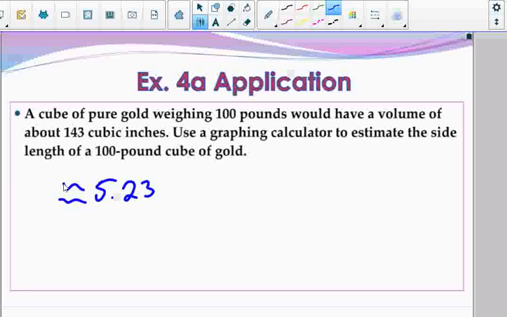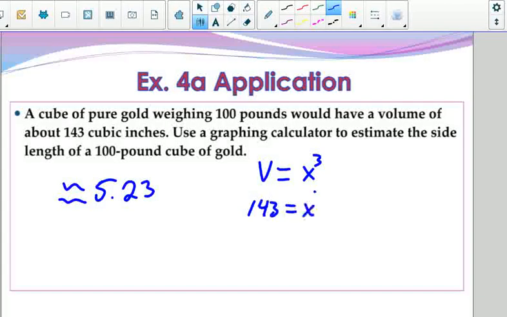You could also do this without a graphing calculator. You would have y equals x cubed, and y is the volume. So if I have V equals x cubed, I put in the volume, 143 equals x cubed, where the side is cubed. I need to find the cube root of that, the cube root of 143.